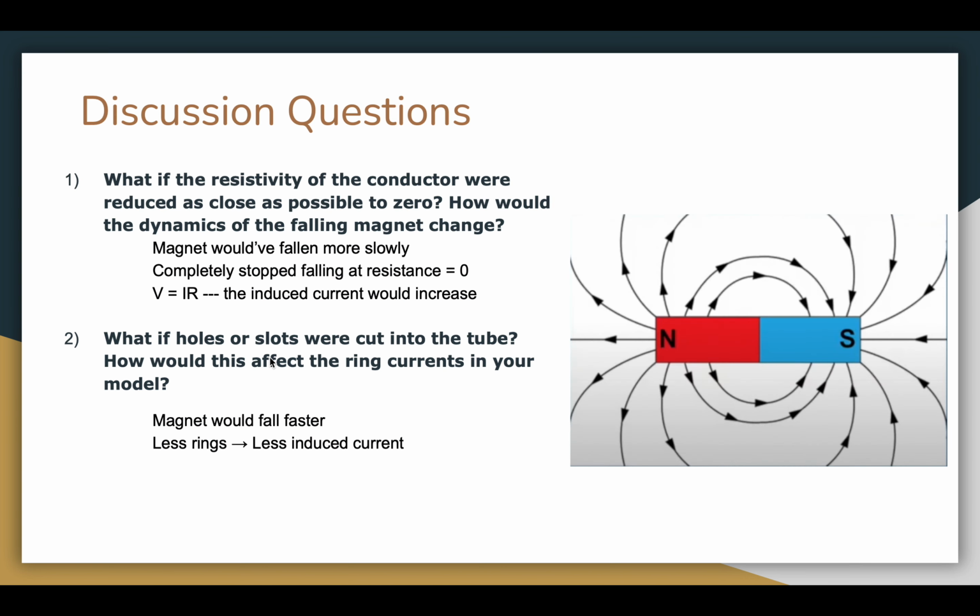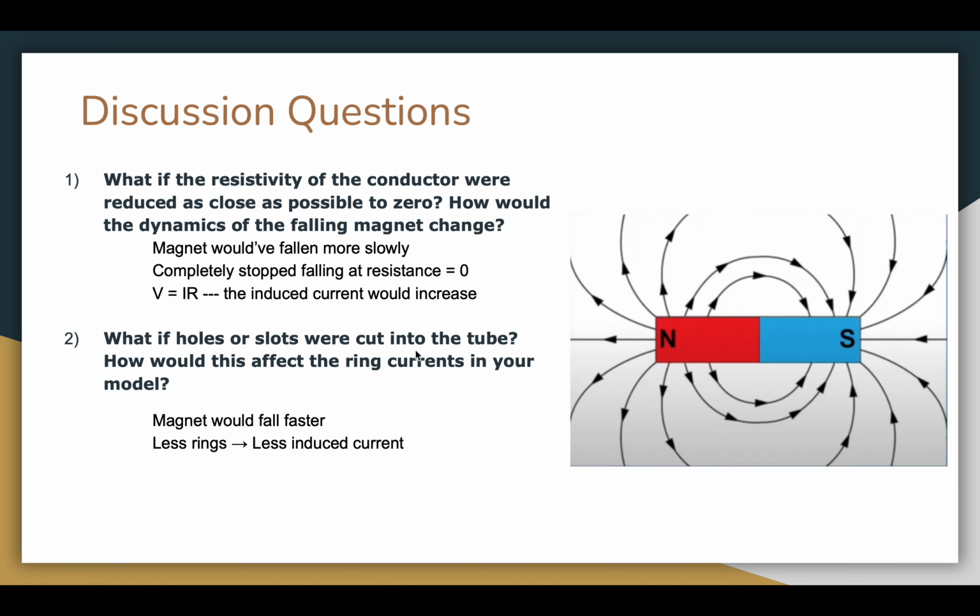If the resistivity of the conductor were reduced as close as possible to 0, the magnet would have fallen more slowly and completely stopped falling if resistivity was at 0 exactly. Using the formula voltage equals current times resistance, we see that if R gets closer to 0, meaning if R decreases, then the induced current will increase and get larger.